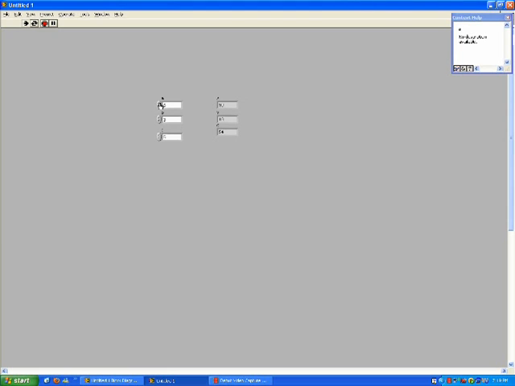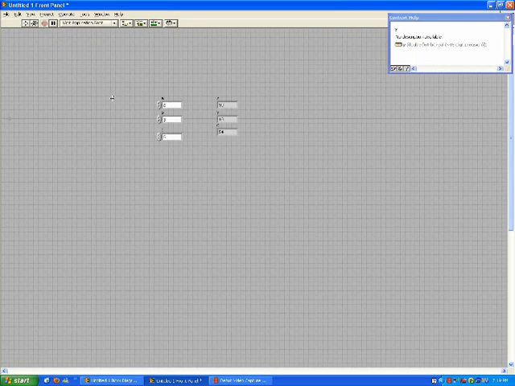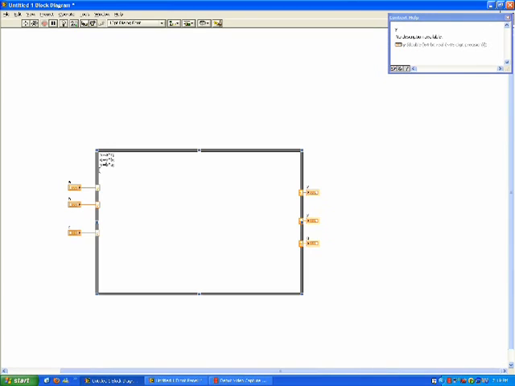Now Q is equal to Y times B. You have Y, 18, times B, and you have Y equals B times A, which is 3 and 6, 18. Now stop the VI and go to your block diagram.